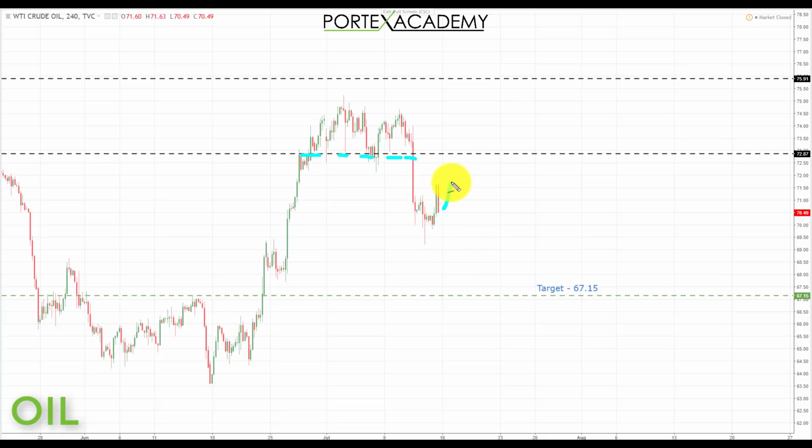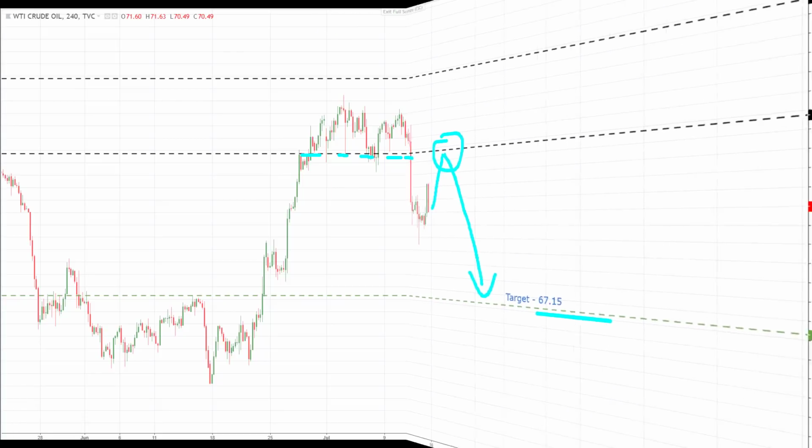If we can get a pullback and a retest, preferably of broken support turning resistance at 72.87, this is going to be a great place to start to look for shorts in crude oil. And we're going to be looking at initiating shorts down towards the next key area of support to the downside in the target set at 67.15.